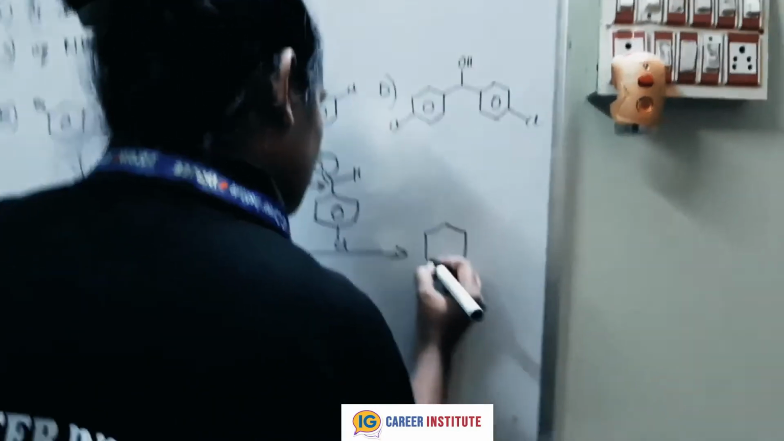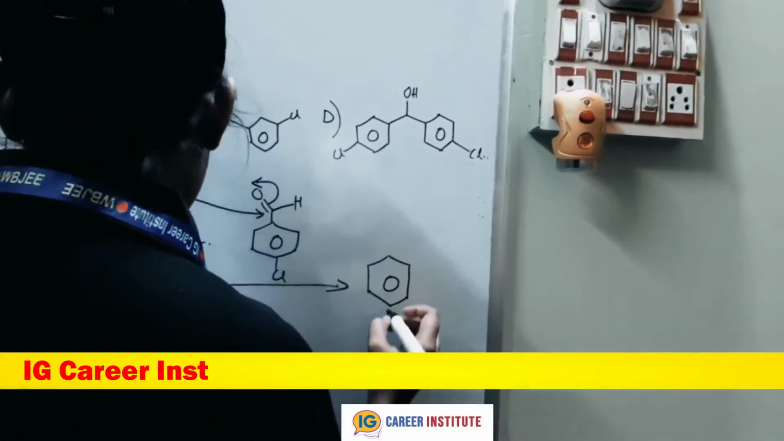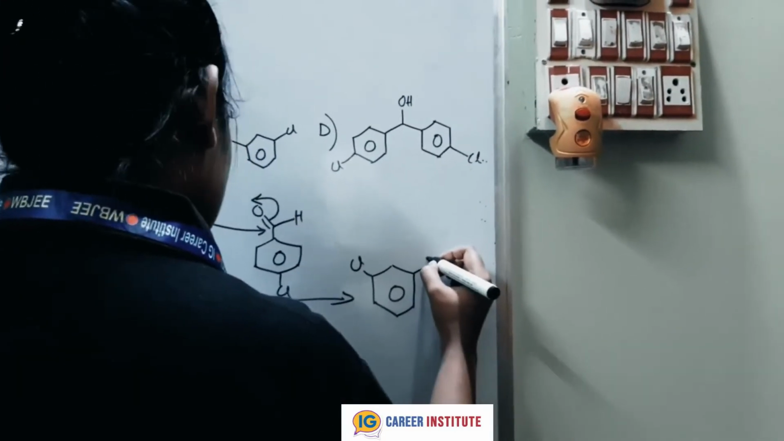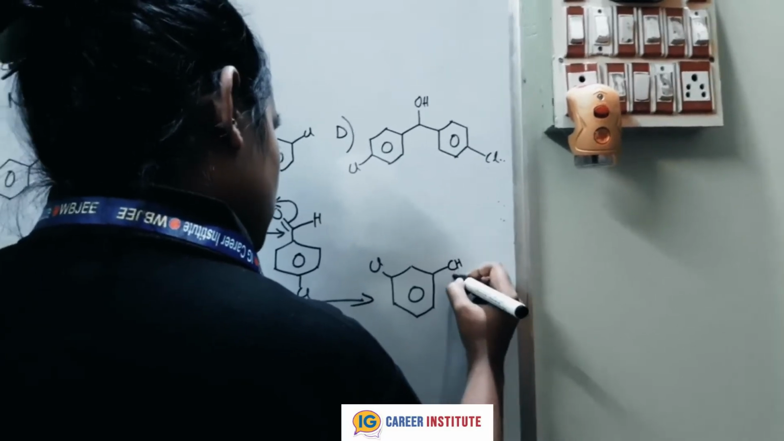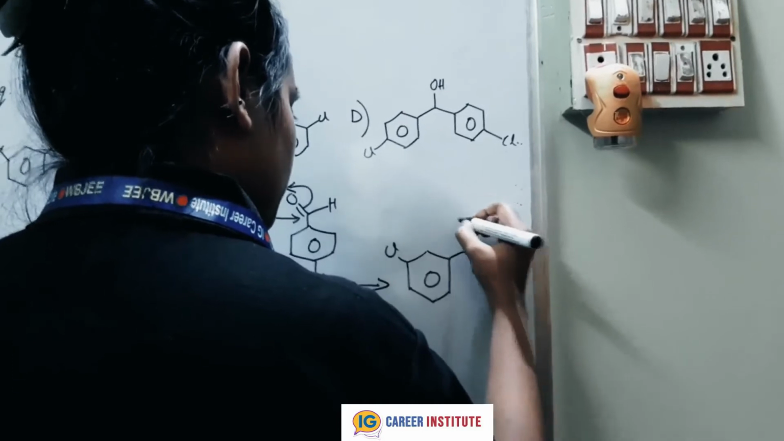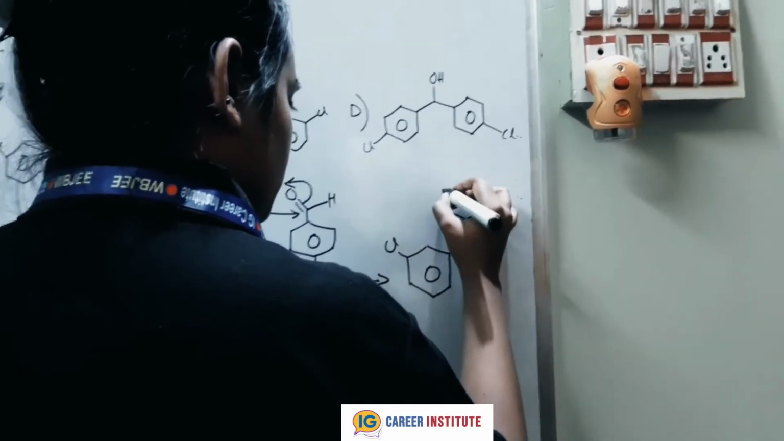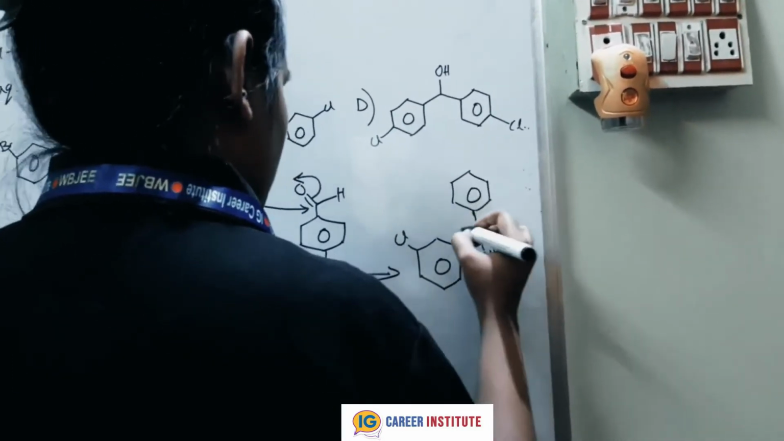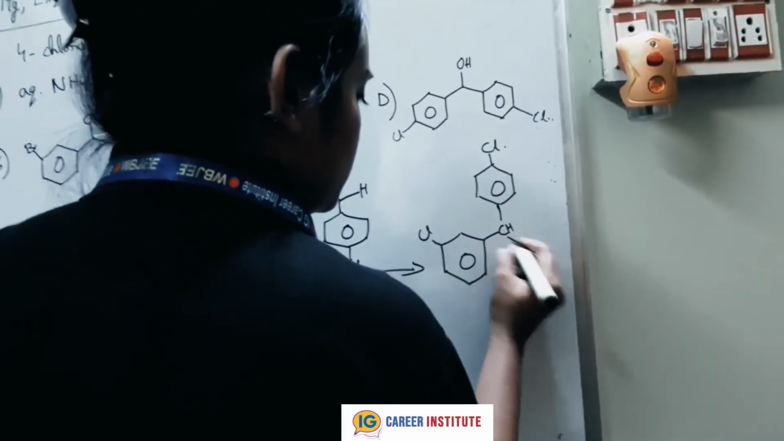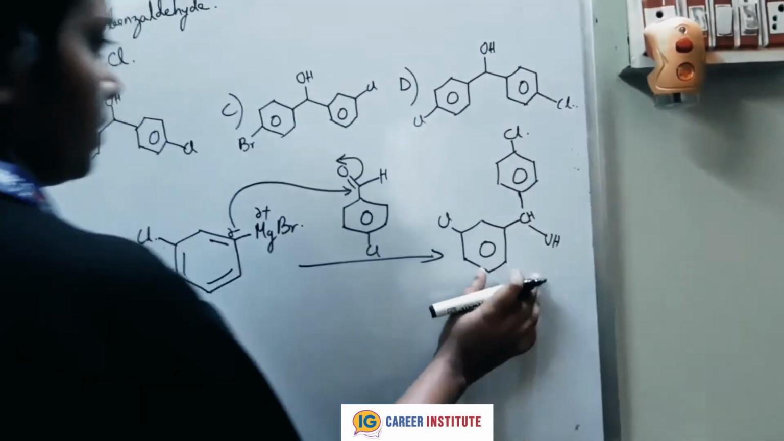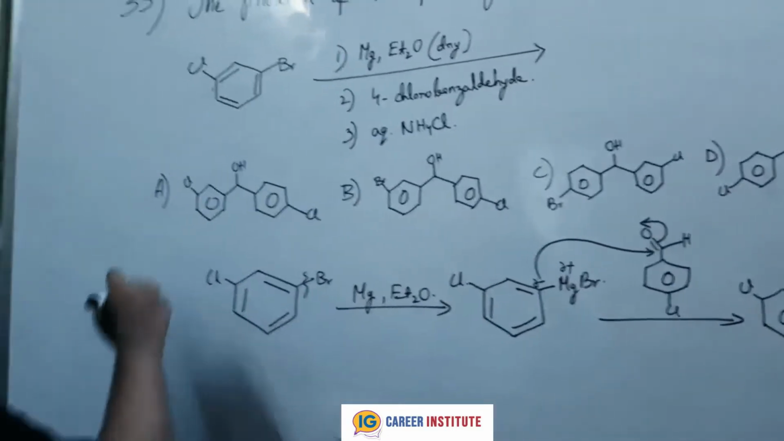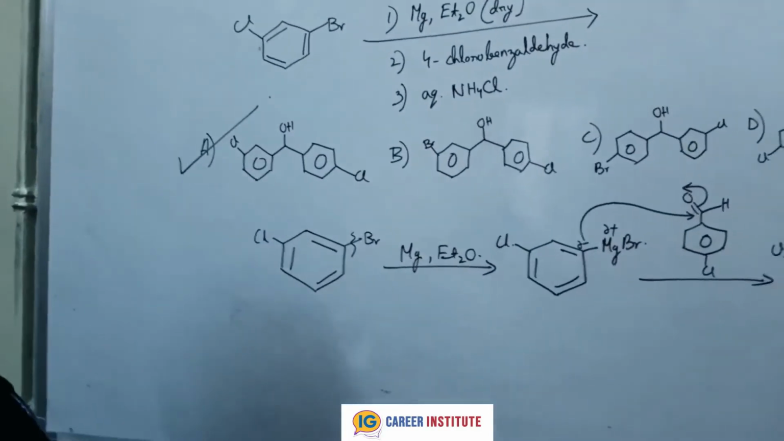So O minus will take up a proton from the medium, thereby forming OH. So how will the final product look like? This is the final product, Cl. Here it will be CHOH, and then it will be bonding with like this. Here it is Cl. Basically, this is our product. So this matches with which option? See, it matches with option A. This is the correct option.